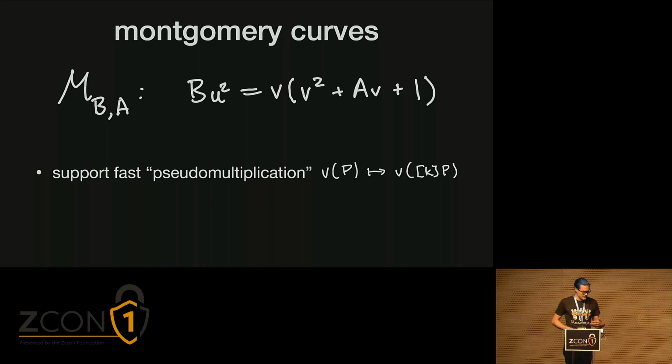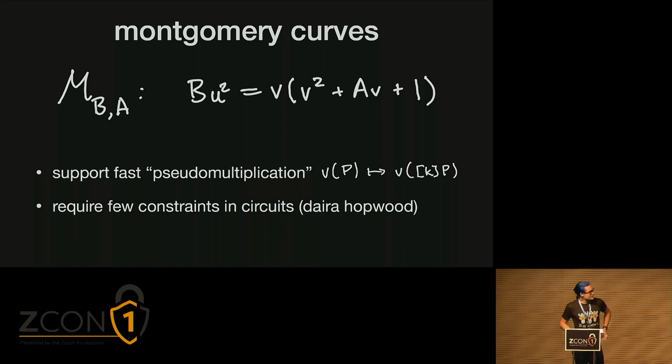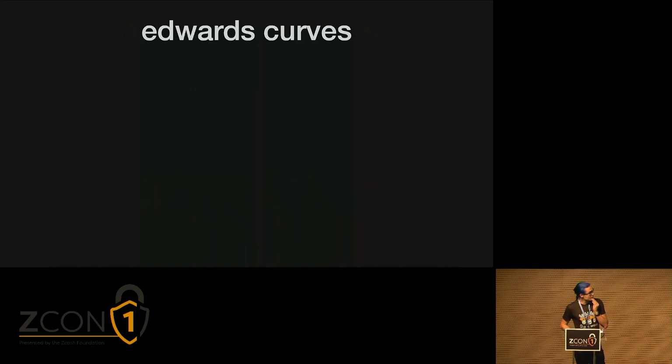This doesn't actually work on the curve exactly, but I don't want to get into that at the moment. The other thing that is quite nice about these that will appear later in the talk is Daira has noticed that if you do the full group operation on a Montgomery curve inside of a circuit, you can do that very efficiently with quite few constraints. So that's nice. The second kind of curve that we're going to use are Edwards curves.